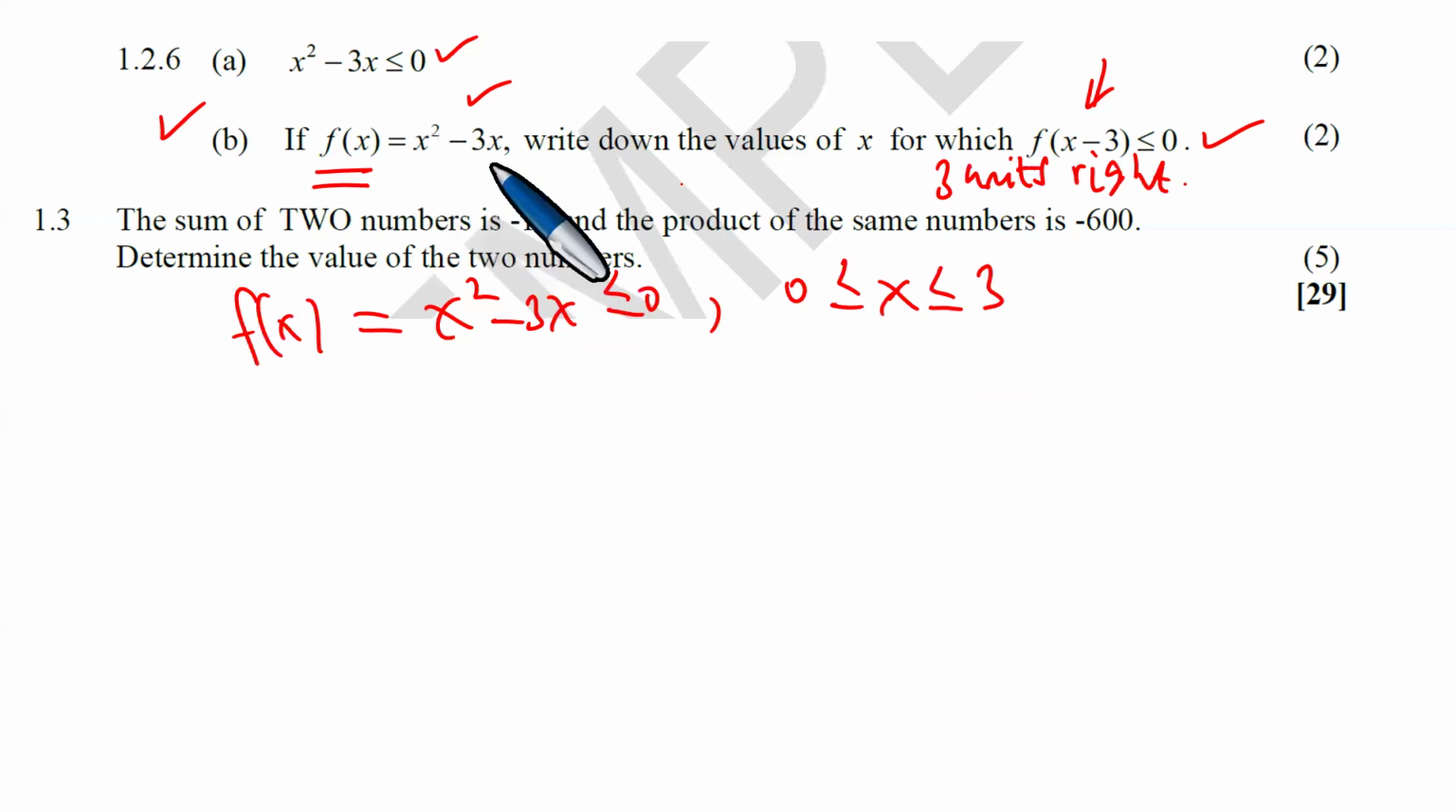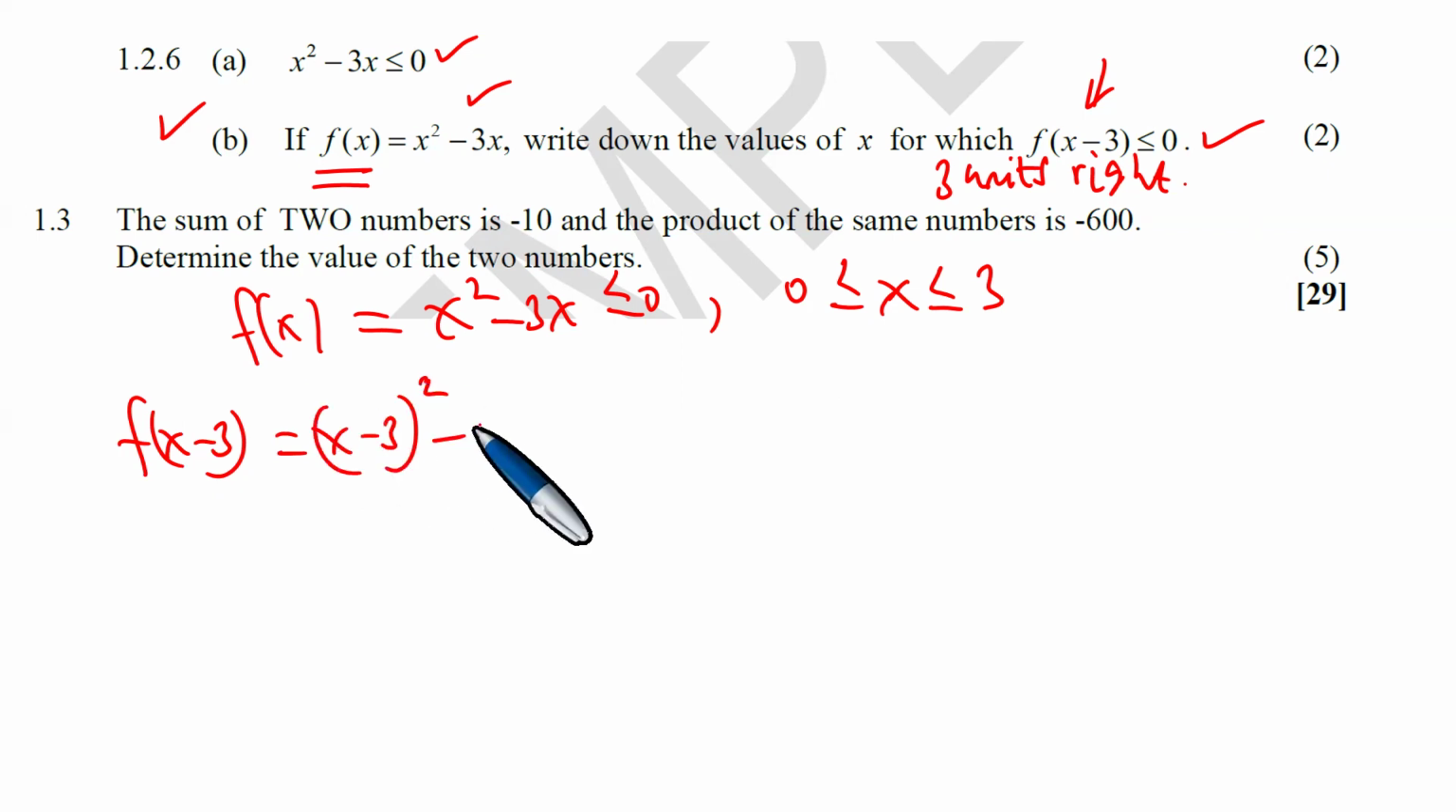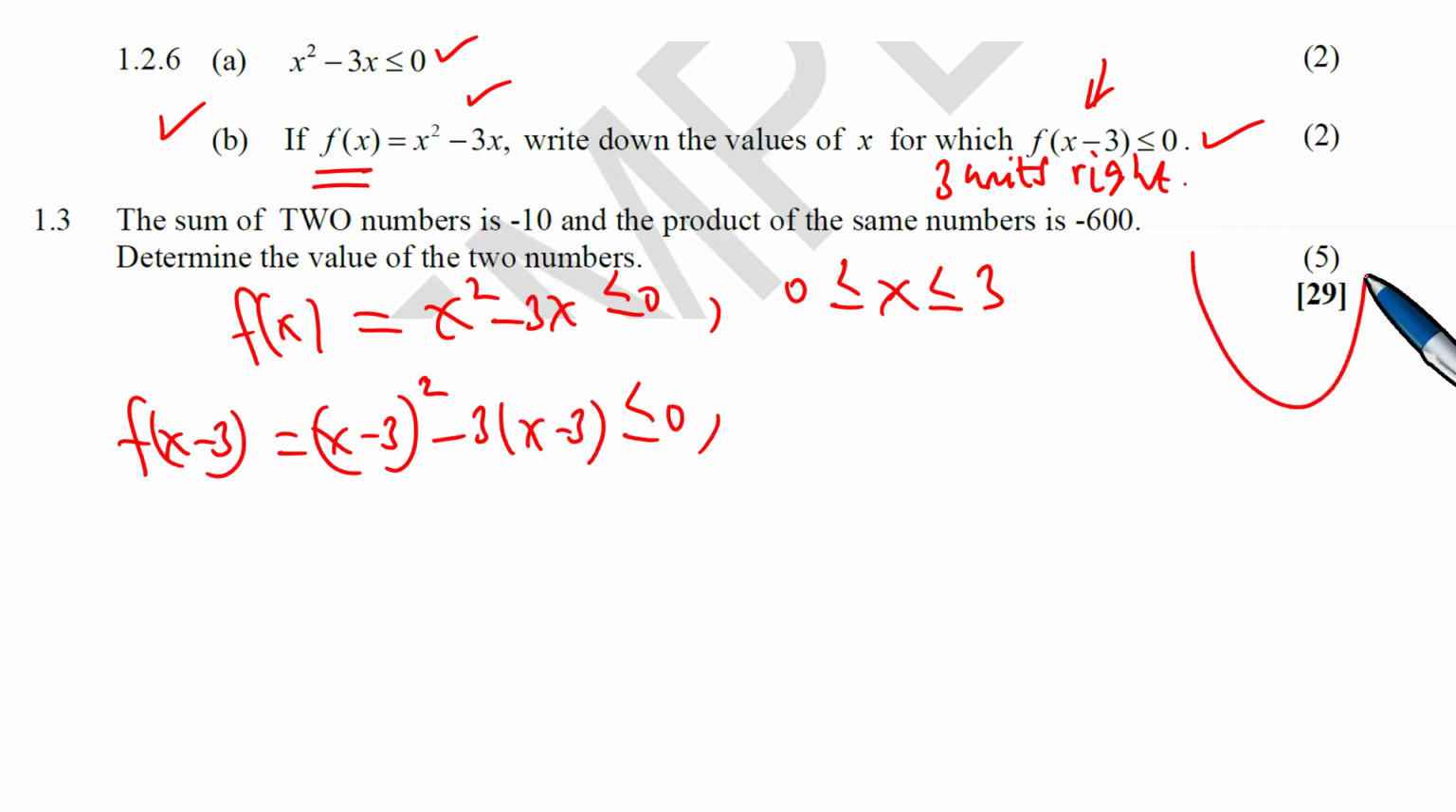Now, let's look at what happens here. Here we have x replaced by x minus 3, which means we have x minus 3 squared minus 3 times x minus 3 is less than or equal to 0. So every x is replaced by x minus 3. And you remember the quadratic here? It had 0 and 3 here, and we were dealing with the bottom part of it.